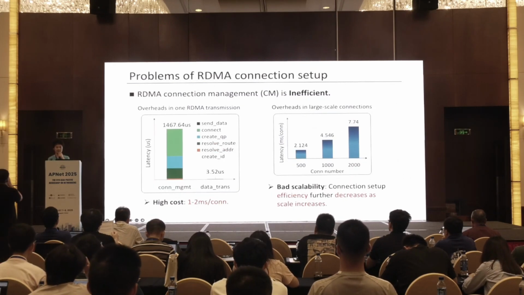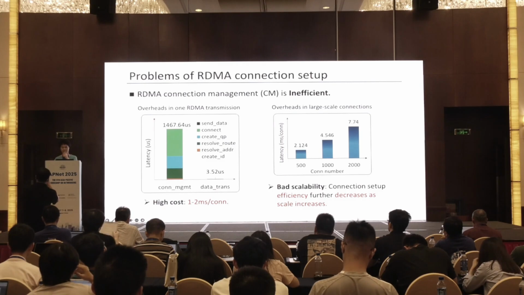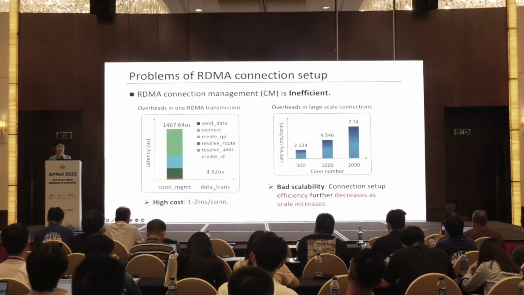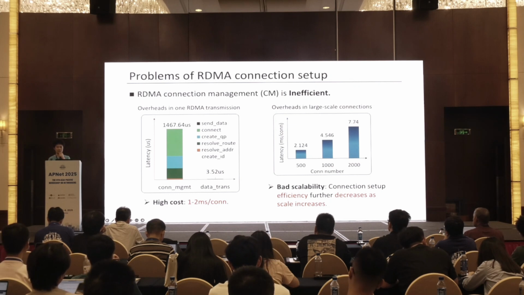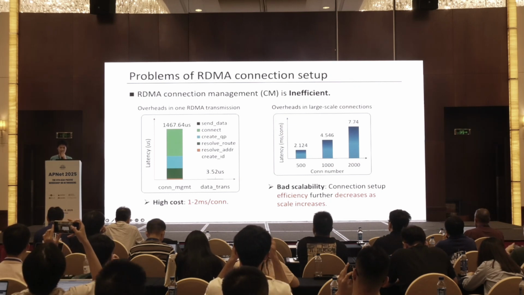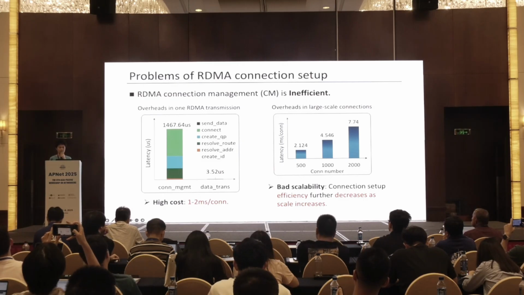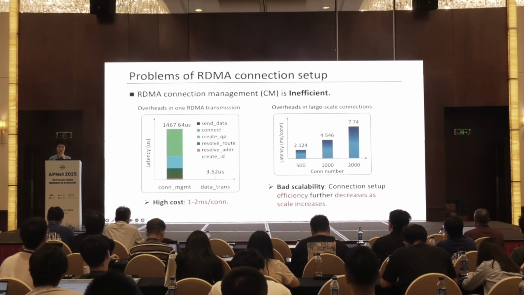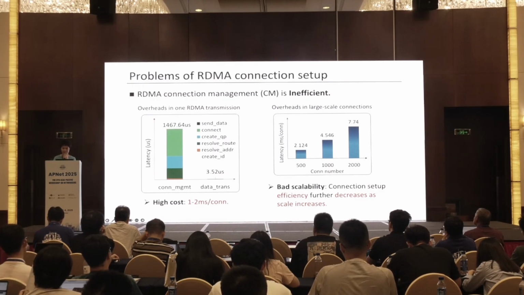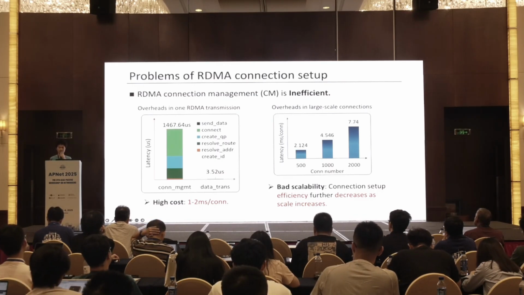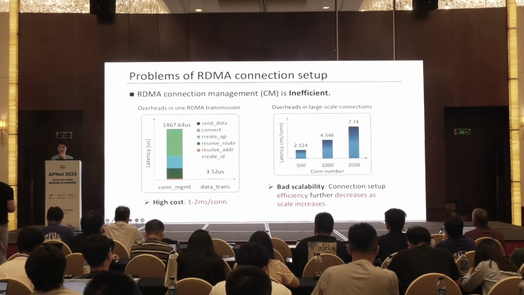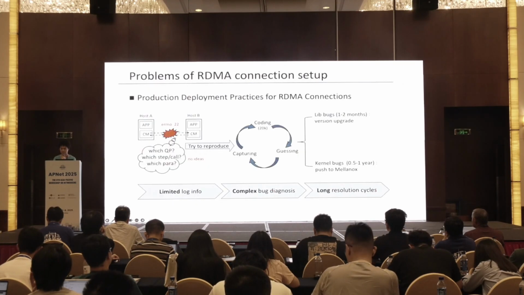Specifically, we can see the inefficiency of RDMA connection management in these two metrics. First, for one single RDMA transmission, the latency of connection management is around 1 to 2 microseconds, which is much higher than real data transfer, as we can see from the left picture. Then the high cost of RDMA CM gets worse with the increasing number of connections.